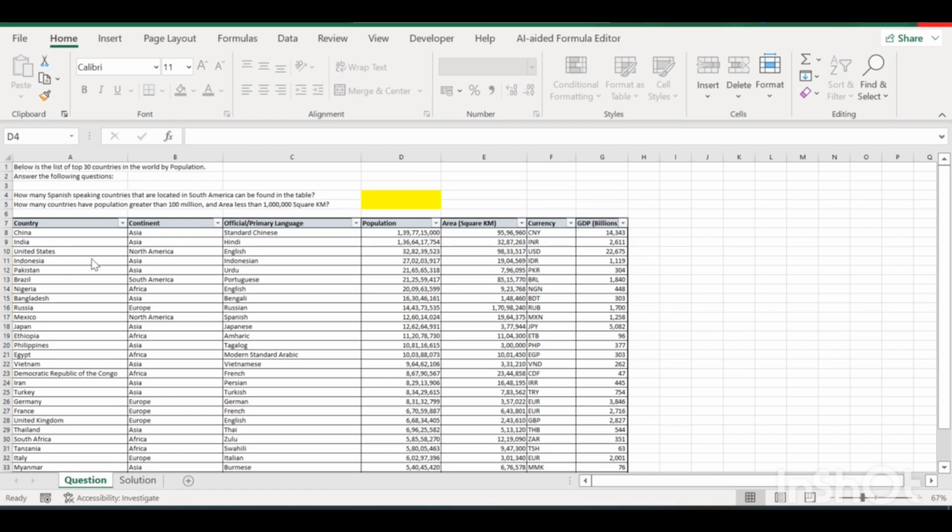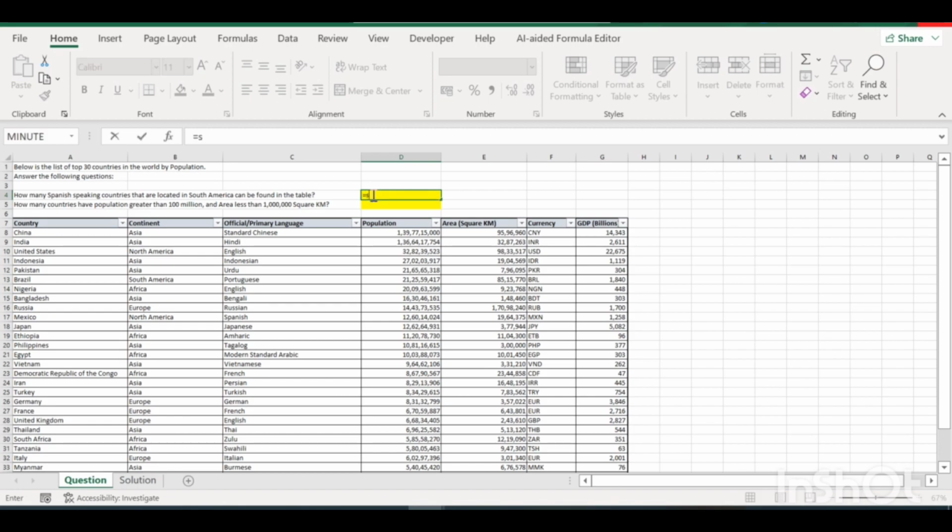The question is: how many Spanish speaking countries that are located in South America can be found in the data? There are two conditions given in the question. First of all, we need to count the country that is speaking Spanish and that is located in South America. For that we will use the COUNTIFS formula in Excel.